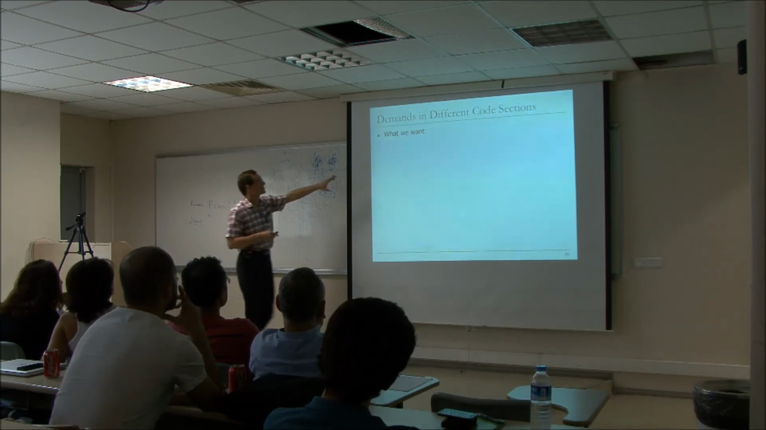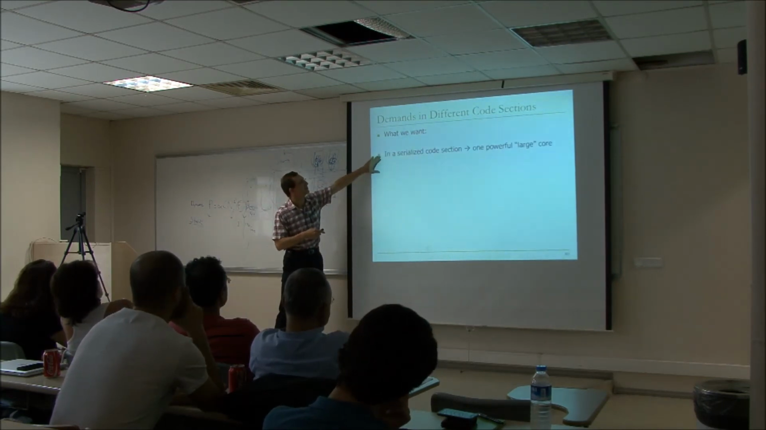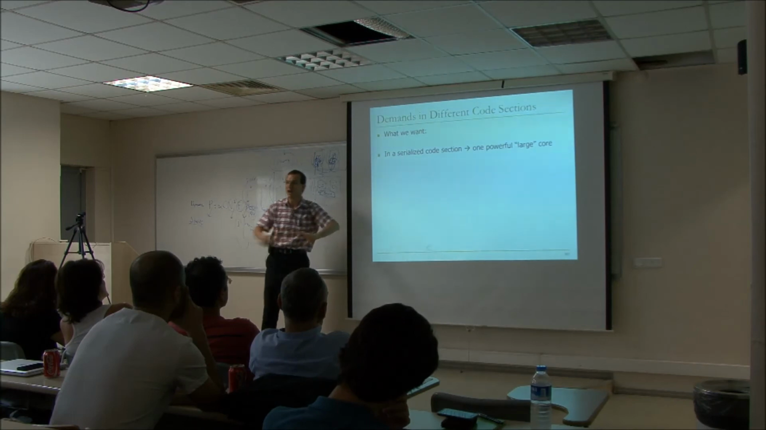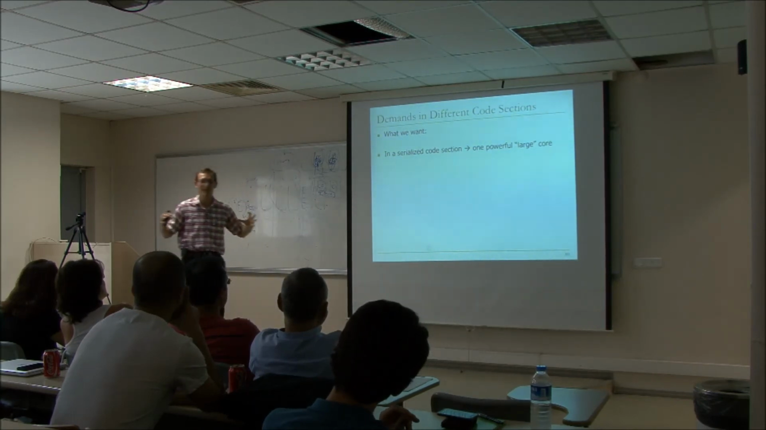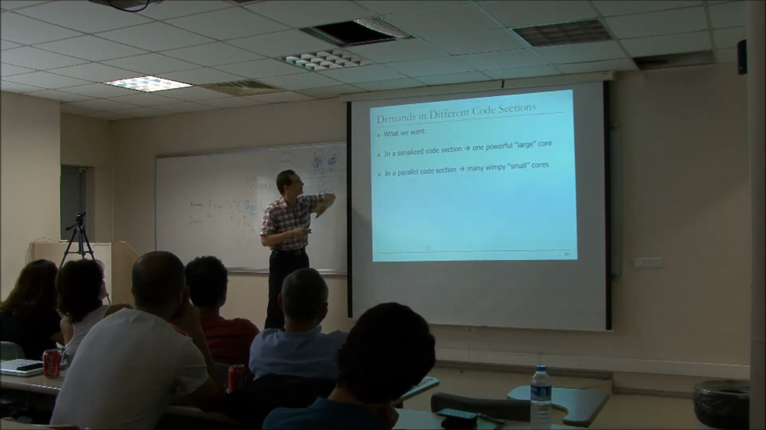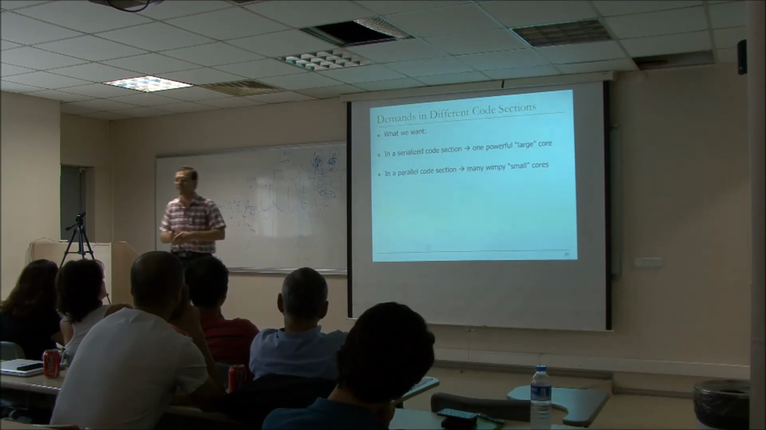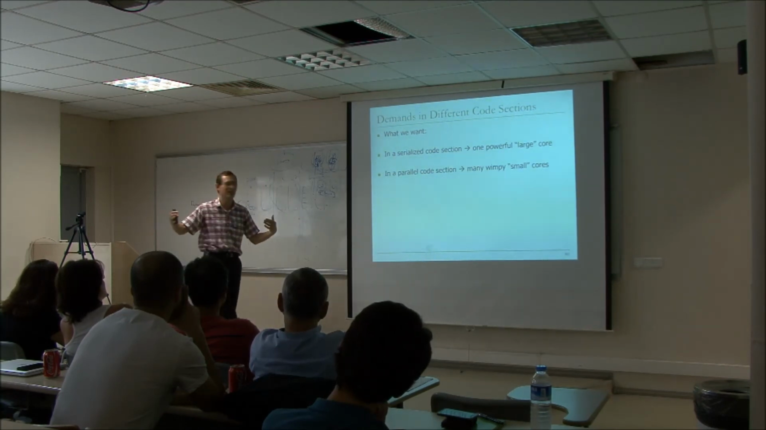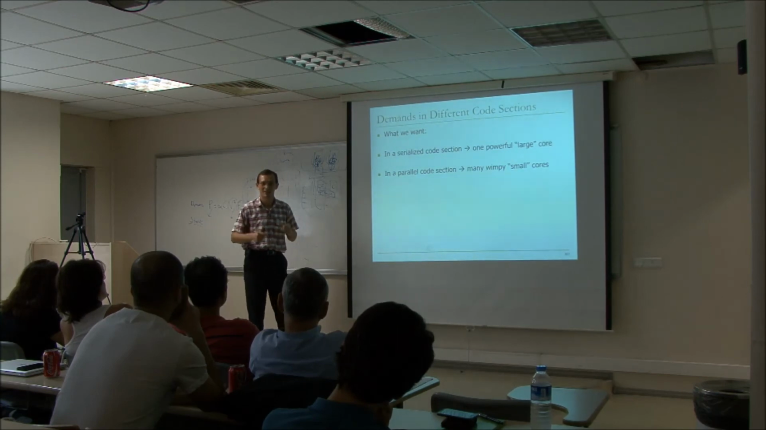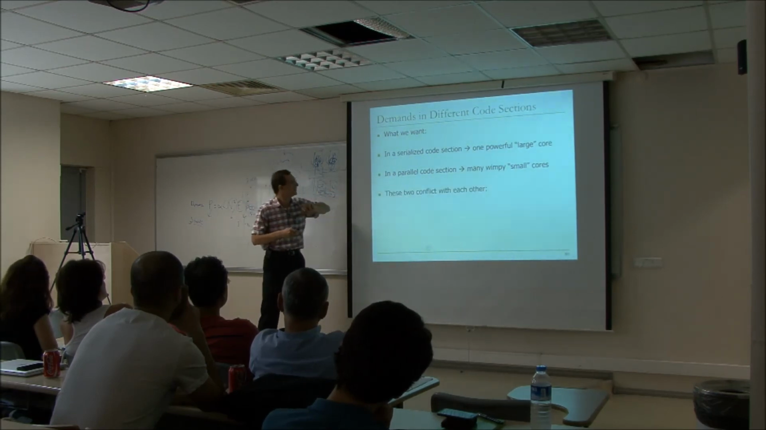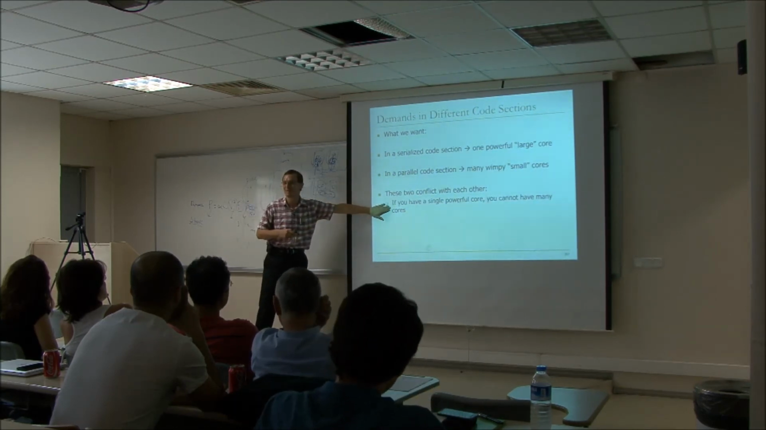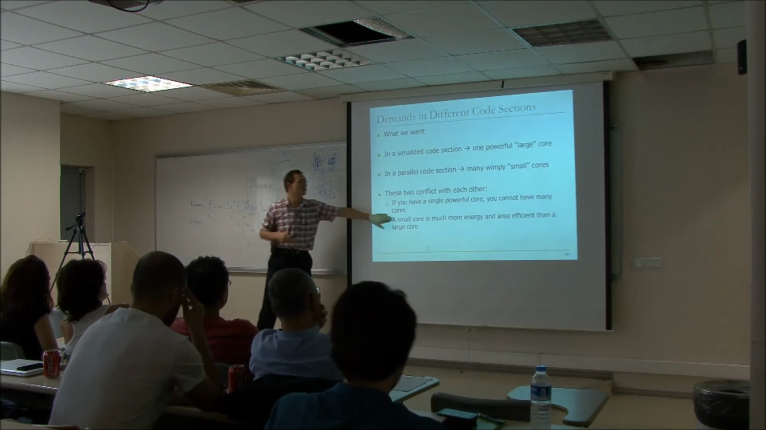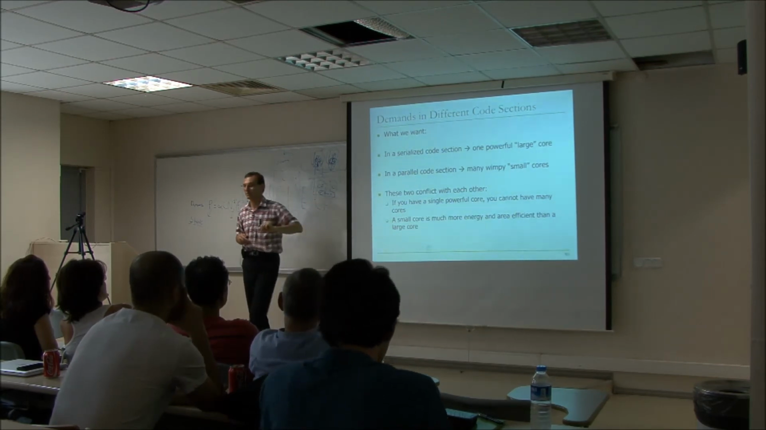But basically there are different demands in different code sections. What we really want is, in a serialized code section, perhaps one powerful large core. If everybody is waiting for that thread, you would like to execute that thread on that one powerful large core. Whereas in a parallel code section, you really want many wimpy small cores, right? You don't even care about designing them to be high performance. You just want to optimize them for very low power. These two obviously conflict with each other, right? If you have a single powerful core, you cannot have many cores. And a small core is much more energy and area efficient than a large core. You would like that also.